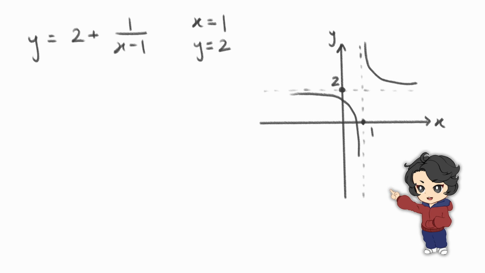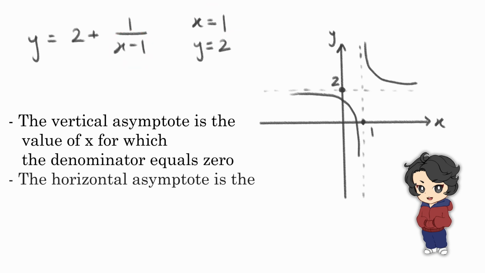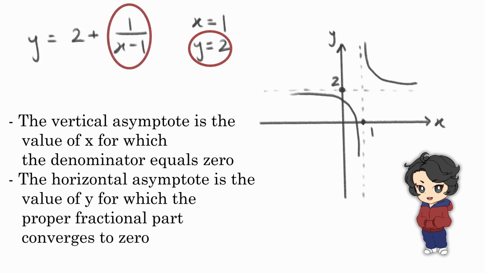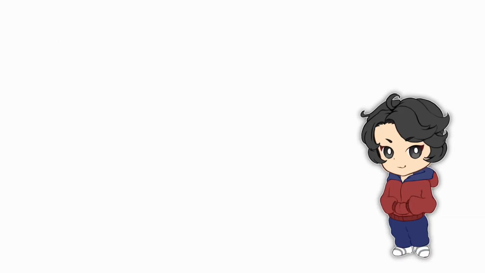Now, if you look at the pattern here, you'll notice that the vertical asymptote is just the negative of this number, and the horizontal asymptote is just this number right here. For those of you who just want a shortcut to figuring this out and not bother with the logic behind it, just know that the vertical asymptote is the value of x for which the denominator equals 0, and the horizontal asymptote is the value of y for which the entire proper fraction converges to 0. Emphasis on proper, because if you take the combined function, you're just forcefully assuming the asymptote to be y equals 0. The longer explanation for those of you out there requires us to first define what an asymptote even is.